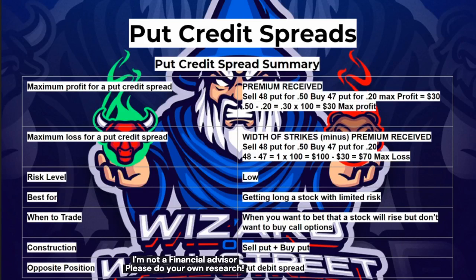Put credit spreads. In this tutorial, we're going to go over put credit spreads. Essentially, a put credit spread is an options strategy that is usually bullish or neutral. The strategy has limited profit and loss, and essentially involves selling a put while simultaneously buying a put further out from the short put.